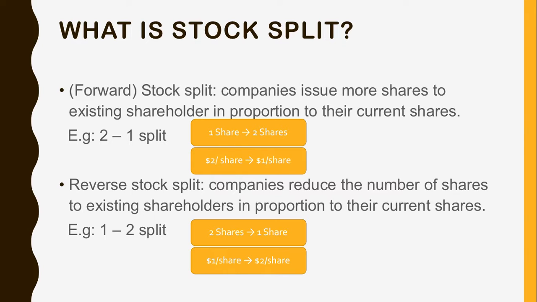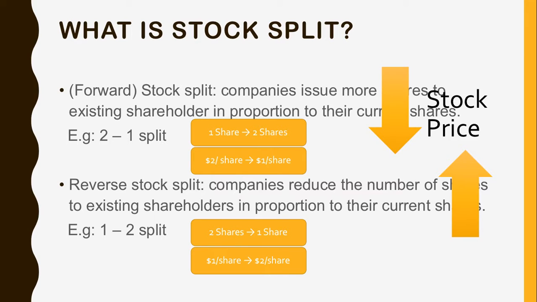Stock splits also affect the stock price. A forward stock split will reduce the stock price immediately, since there are more shares in the stock market. Companies choose to have a stock split when their stock prices are too high for investors to buy. A reverse stock split, on the contrary, drives up the stock price.